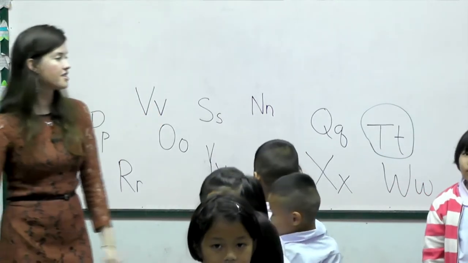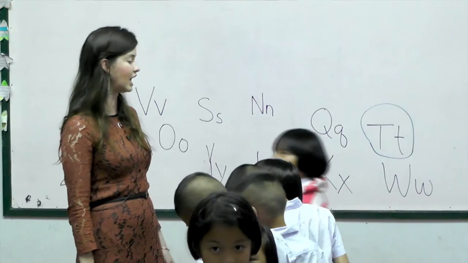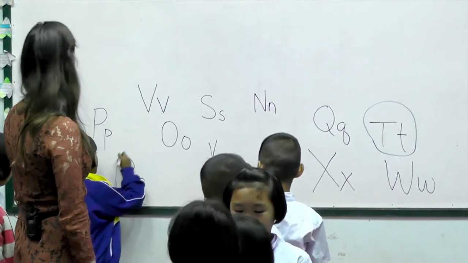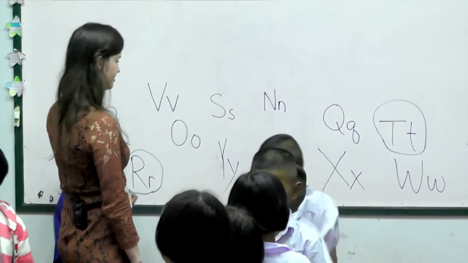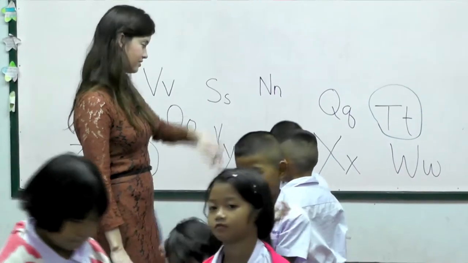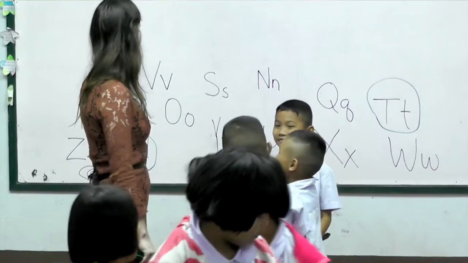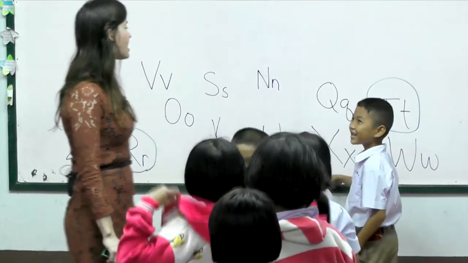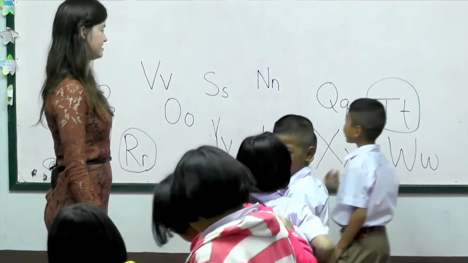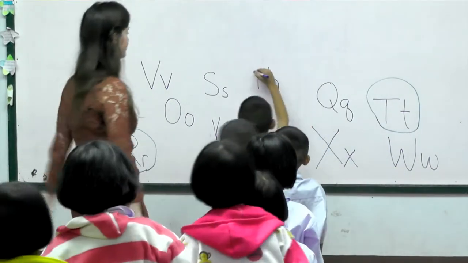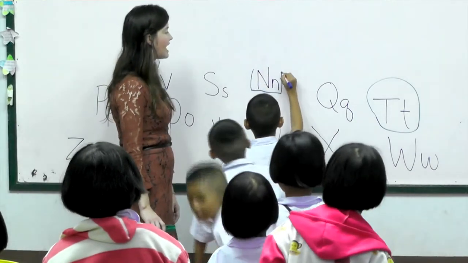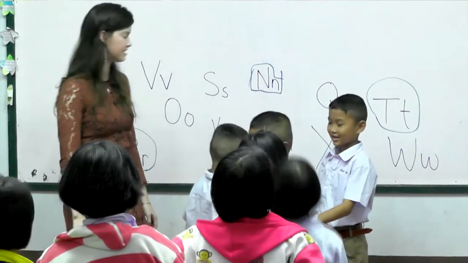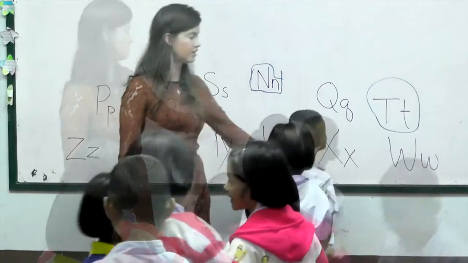You're gonna find the sound r. R, ring. R, r, ring. Go. What letter is that? R. Very good. Turn around. You're gonna find the sound n, n, nest. N, n, nest. That's right. What letter is this? N. Great job.